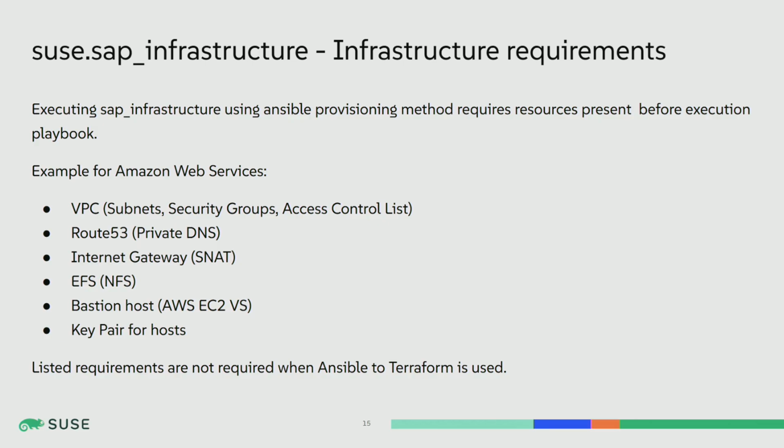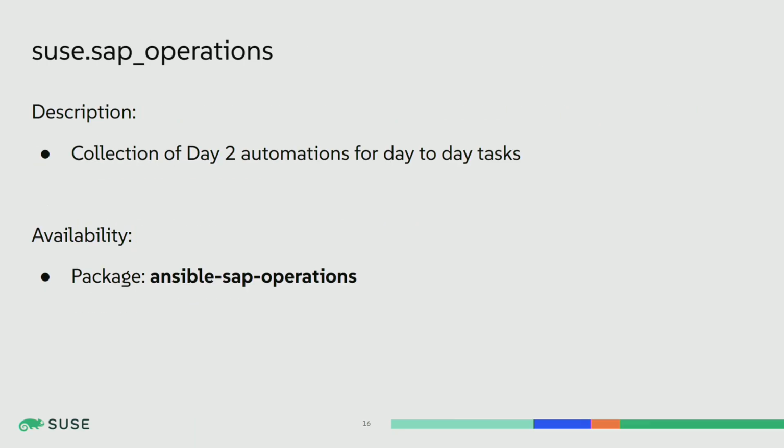Also, as I mentioned, Ansible is smarter, but not more powerful. So it has some basic requirements before you execute it. With Terraform, you can provision all of these elements in your network, but with Ansible, they are needed beforehand. So this is one of the differences. And of course, SAP Operations, which is a smaller collection of day 2 automations. This is packaged in the Ansible SAP Operations package.